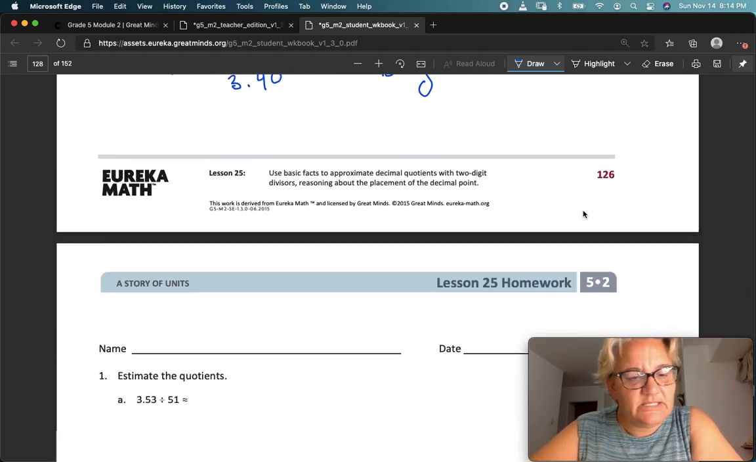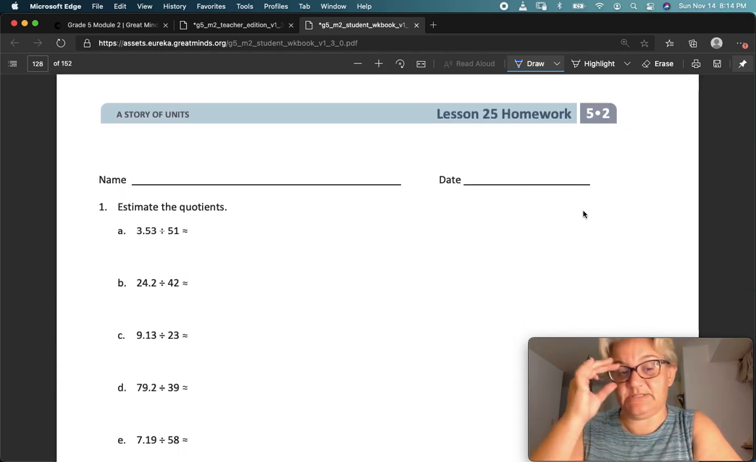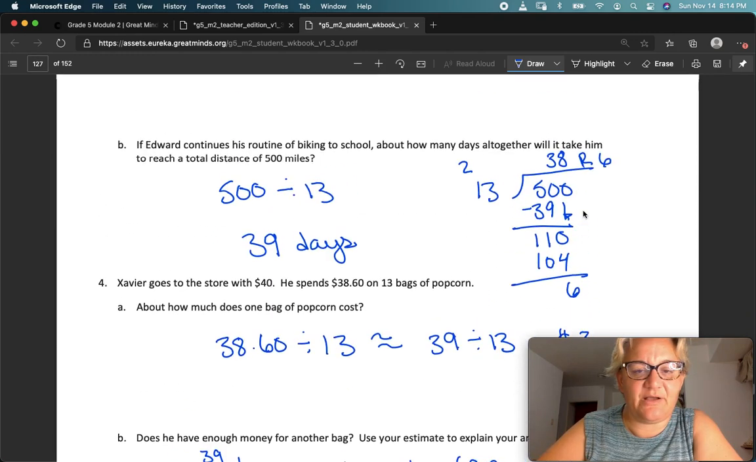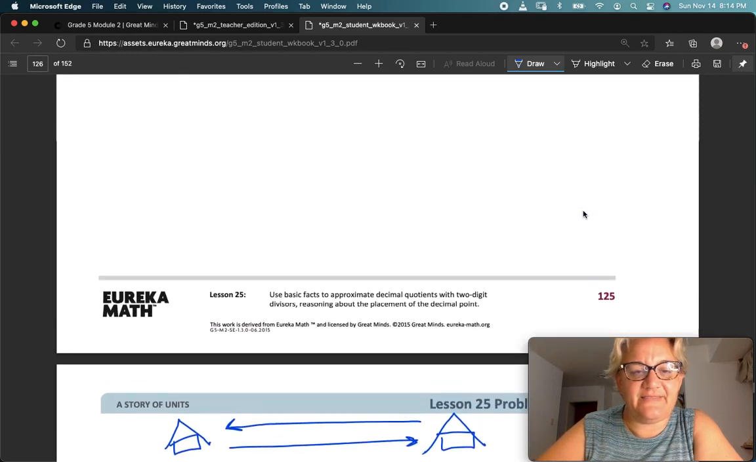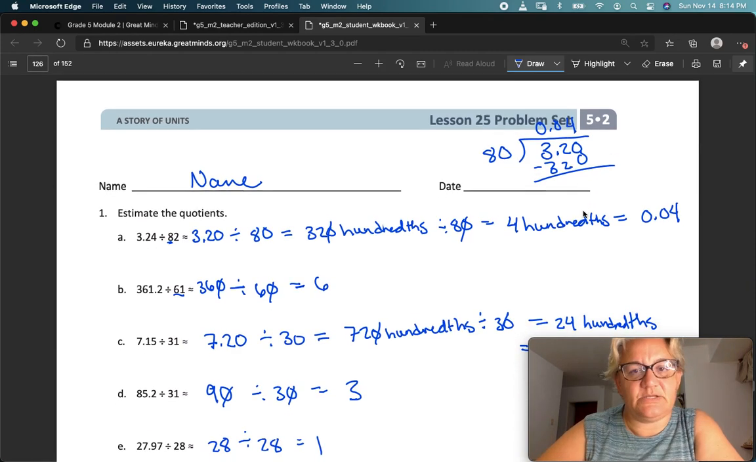Great. Okay, so we're just estimating quotients. So this is math facts and using math facts to figure out how to divide and then where those decimals go. Okay, so ask me for help if you need it, and have a great day.